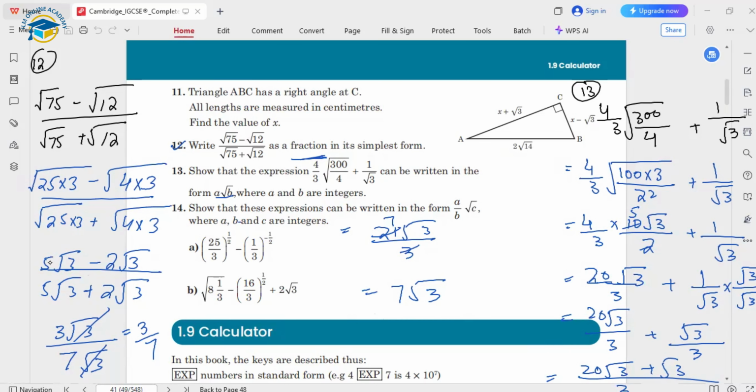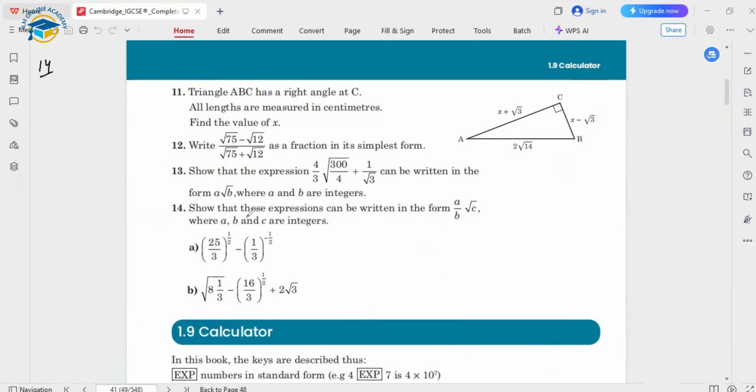Moving further with part number 14, what they're saying here is that we need to show that the expression can be written in this form, a over b, that is basically a fractional part. But along with this fractional part, we must have a square root c, that is a surd. Here the expressions that they give are in the form of indices, so accordingly we need to check them. So first of all we have 25 over 3 and we have 1 over 2. If we have square root 3, we can represent it in the form of indices like 1 over 2. Okay, square root 3 simply means power 1 over 2.